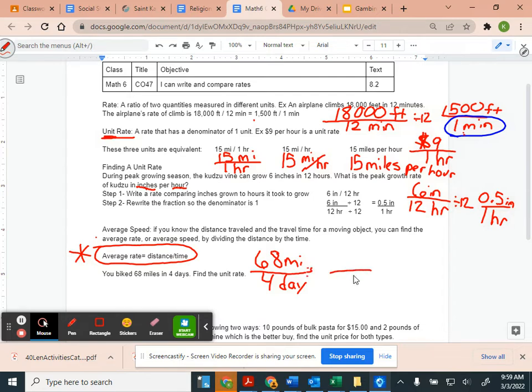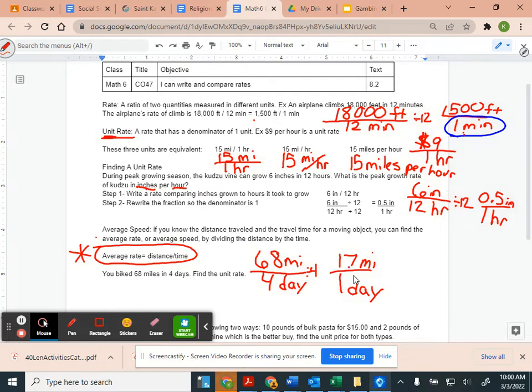So we're going to divide by 4. 4 divided by 4 gets me to my 1 day. For that unit rate, our magic number is 1 on the bottom. 1 for the denominator. So 4 divided by 4 got me 1. Whatever I do to my denominator, I have to do to my numerator. So what's my new numerator, Gregory? 17. If I do 68 divided by 4, you get 17 miles. So my unit rate is 17 miles per day.